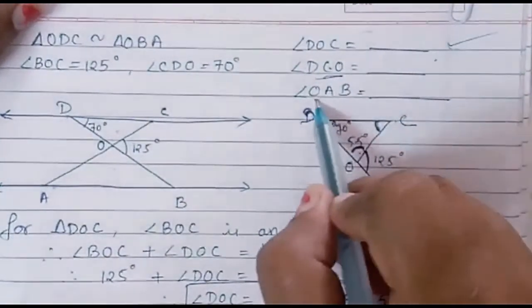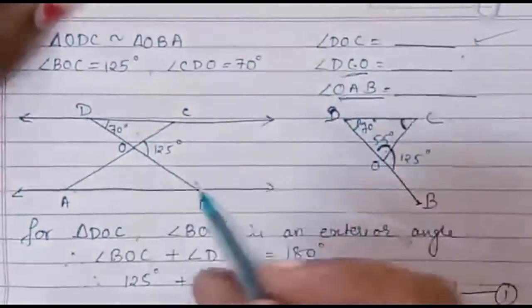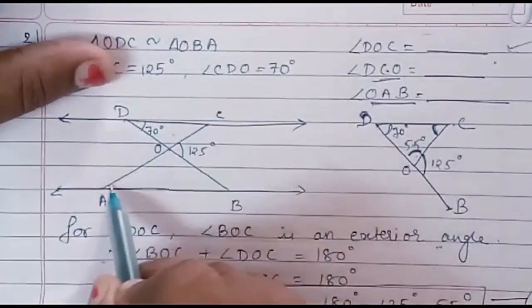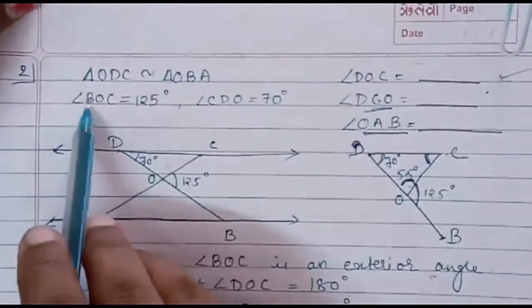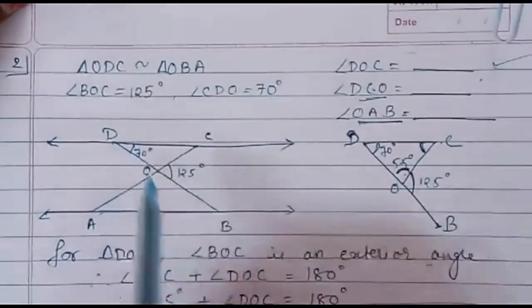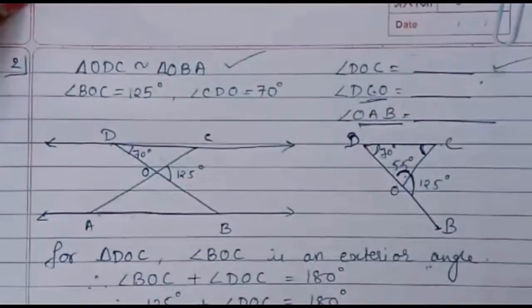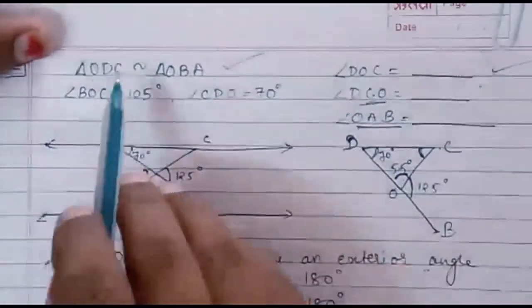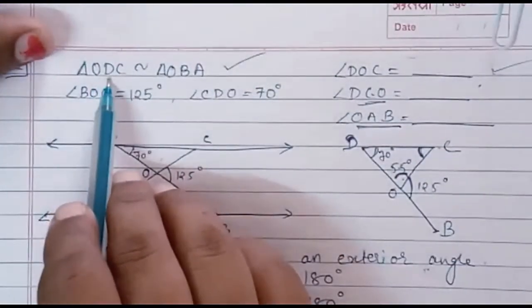Now the last question is to find OAB. Many of you may say that this is an alternate angle, but it is not given in the question that the lines are parallel. So we will use this result first. They may be parallel definitely, but as it is not mentioned, we will use this result.